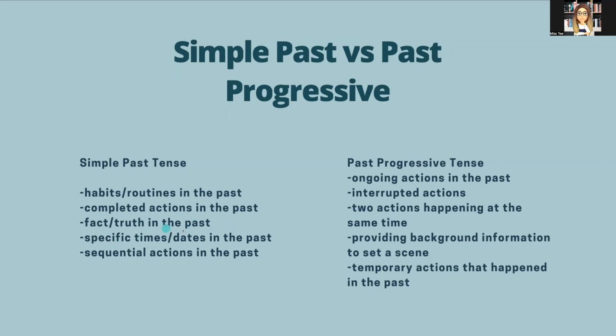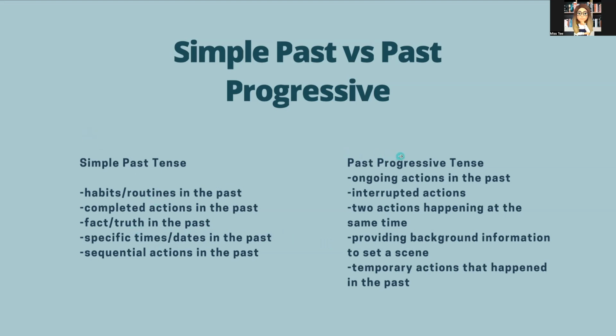Specific times or dates in the past. So for this, you can say the bus always left at 7 o'clock. And sequential actions in the past: I ate, I brushed my teeth, and then I walked to school. So one action after the other, we typically use simple past for this.